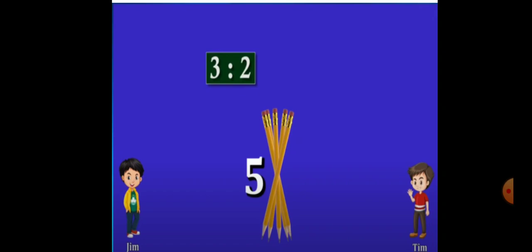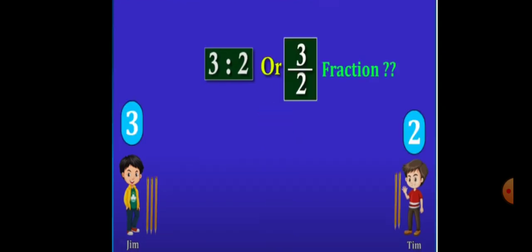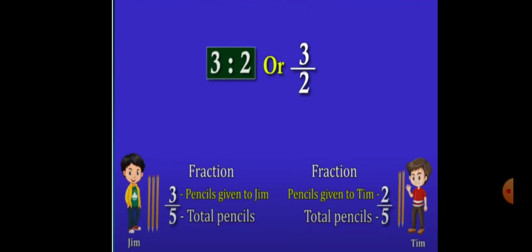I am going to share 5 pencils among two boys, Jim and Tim, in the ratio 3:2, which means one should get 3 pencils and the other should get 2 pencils. This 3:2 can also be written as 3 by 2. Is 3 by 2 a fraction? No, because the fraction of pencils shared to Jim is 3 by 5 and to Tim it is 2 by 5. So out of 5 pencils he gets 3, and out of 5 pencils Tim gets 2.